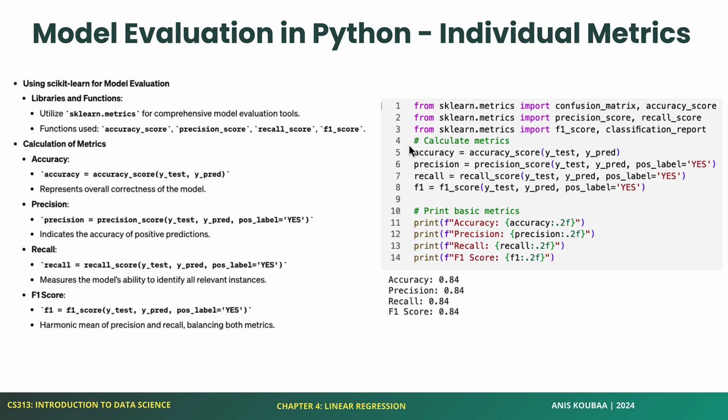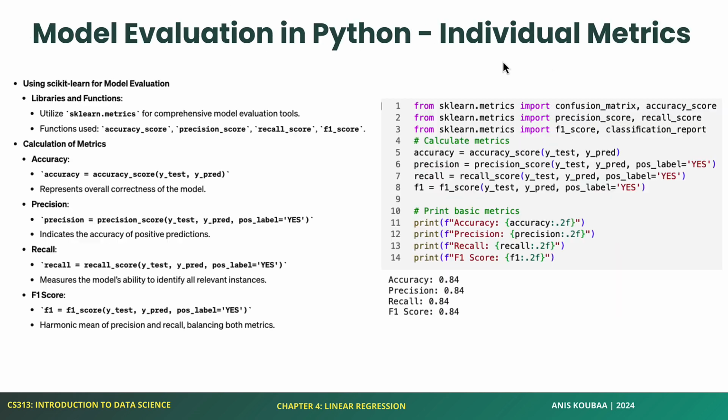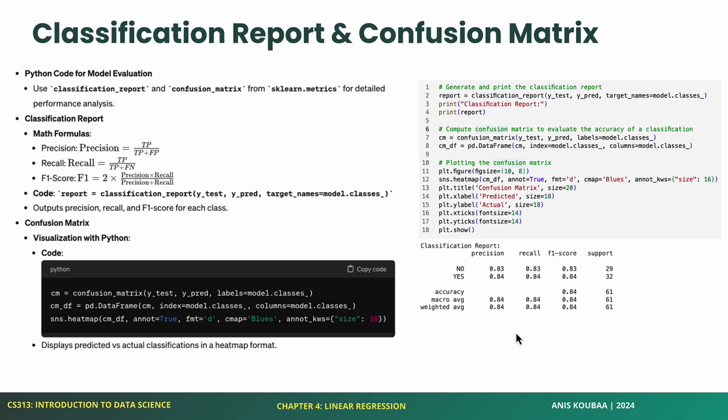If you want to get all of these metrics in just one line, we use the method classification report. The classification report will provide you this table. Okay? So report equals classification report, you provide the target output, the predicted output, and also the names of the classes, model.classes. Because here we have 2 classes, it will provide you the metrics with respect to all classes. And you can also calculate the confusion matrix.